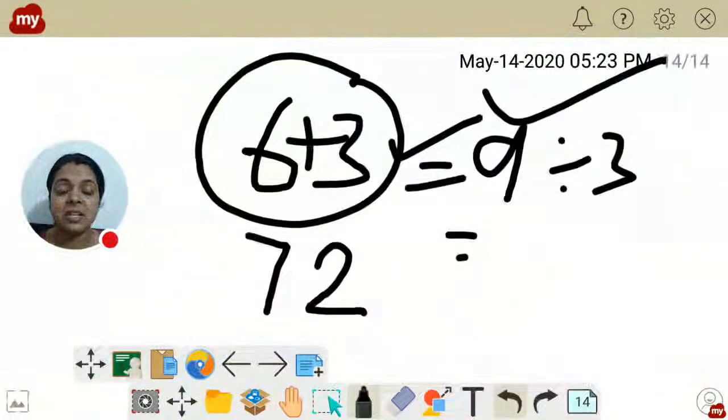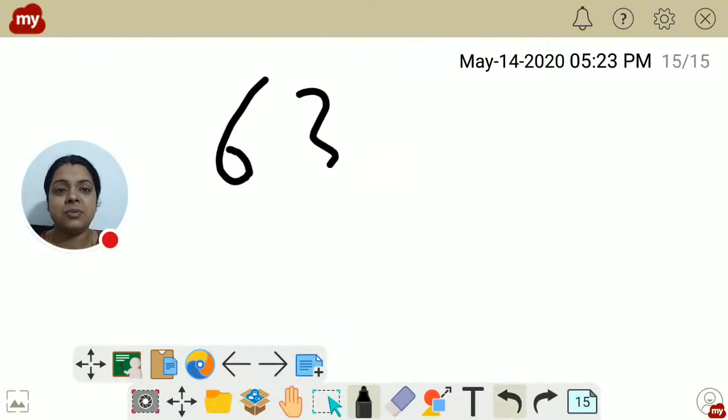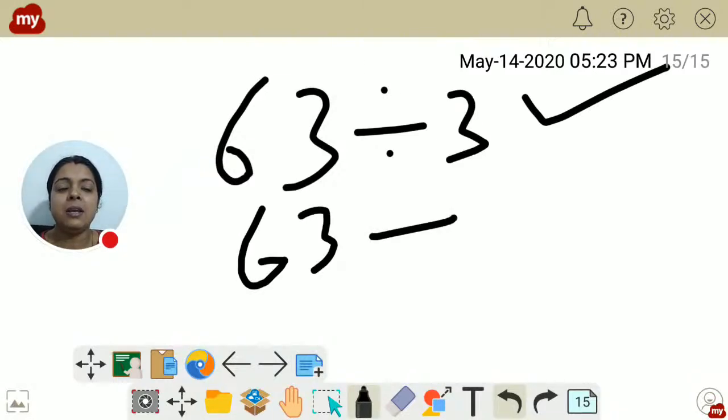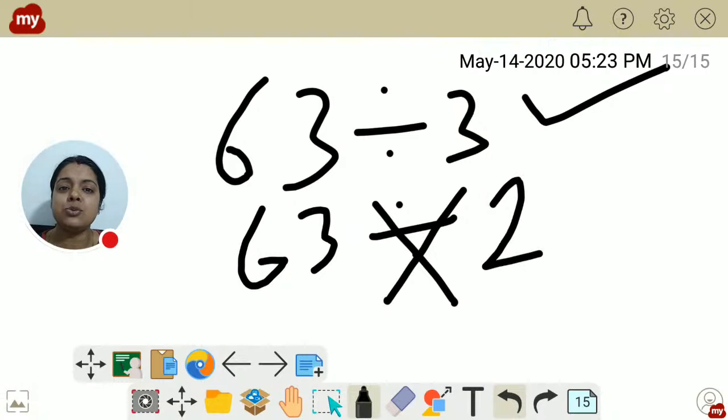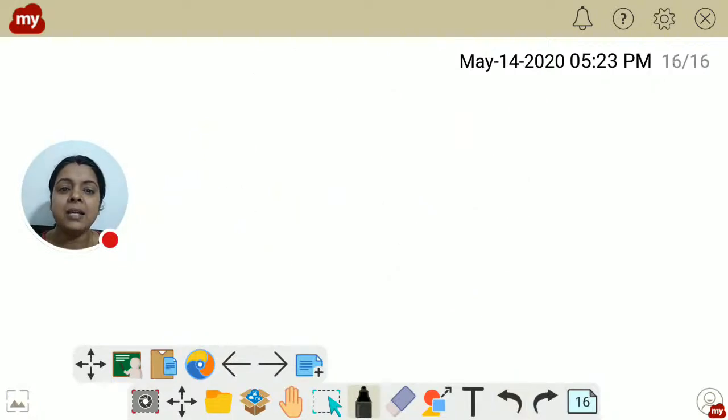But 63 is an odd number, and it is not divisible by 2. So what will happen? It is divisible by 3, but not divisible by 2. So 63 is not divisible by 6. Correct answer: 63 is not divisible by 2, which means in that case it will never be divisible by 6.